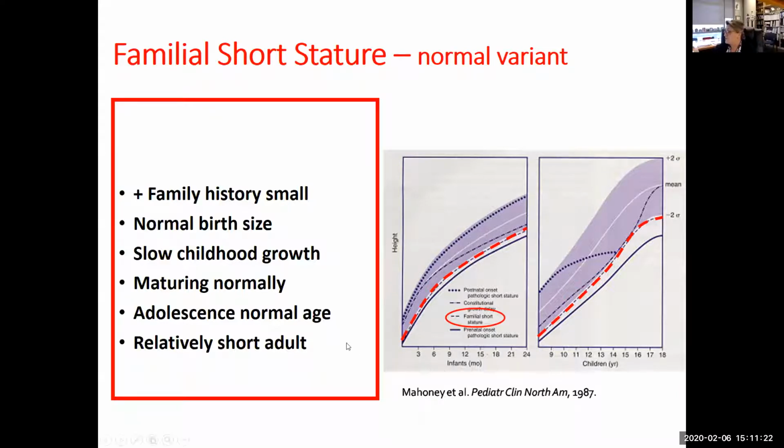They started off at a normal birth size. They were a little bit slower to grow through childhood. Secondary sex characteristics in puberty occur at the normal time. Adolescence occurs at the normal time. And you can see here on the month curve on the left and then the year curve over here on the right, they remain on the curve just at the lower end of normal, and this is familial short stature.